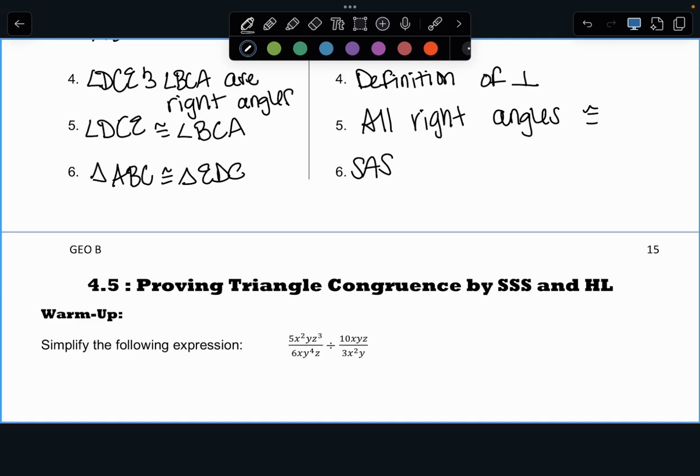So, the next 2 days, we're going to go over 4 more of these theorems. There's not just SAS. We have 4 other ones. So it's going to be a similar vibe to this every day. Figure out what you have, sides and angles wise, and figure out what theorem you need to use.